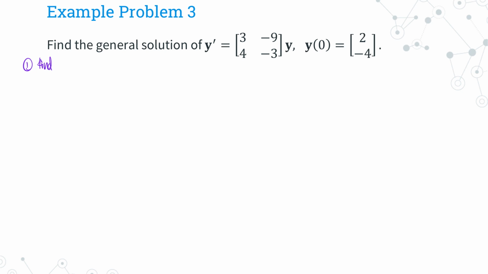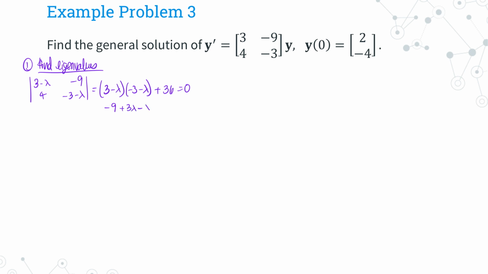First things first, find our eigenvalues. All right, so we end up with the determinant of 3 minus lambda, -9, 4, and -3 minus lambda. So we get the characteristic equation 3 minus lambda times -3 minus lambda plus 36 equals 0. So -9 plus 3 lambda minus 3 lambda plus lambda squared plus 36 equals 0. So we get lambda squared plus 27 equals 0.